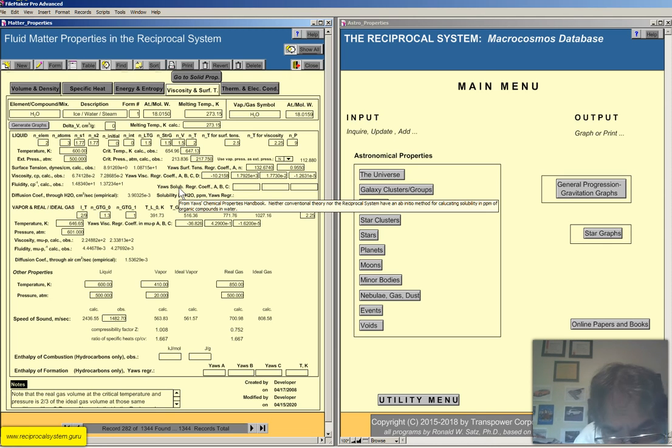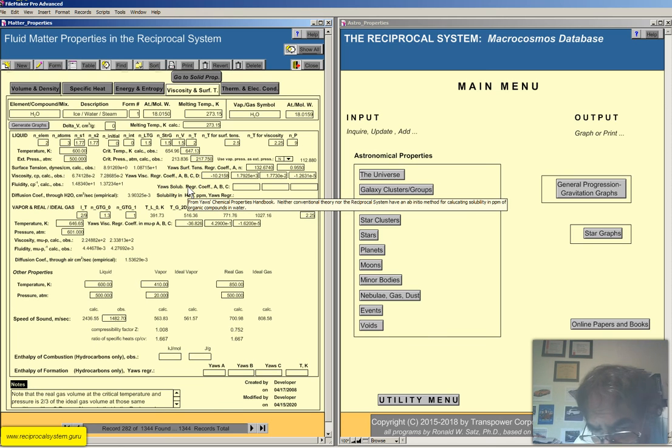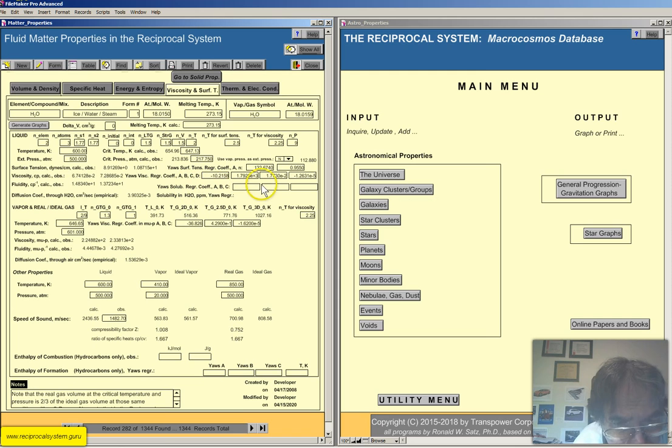This is, well, neither conventional theory nor the reciprocal system has a method for mechanical solubility. So there's no solubility stuff here, but there could be for other molecules, okay? Here's the diffusion coefficient through water, centimeters squared per second, is empirical. But he doesn't have the values there either. All right, so this takes care of the liquid part.